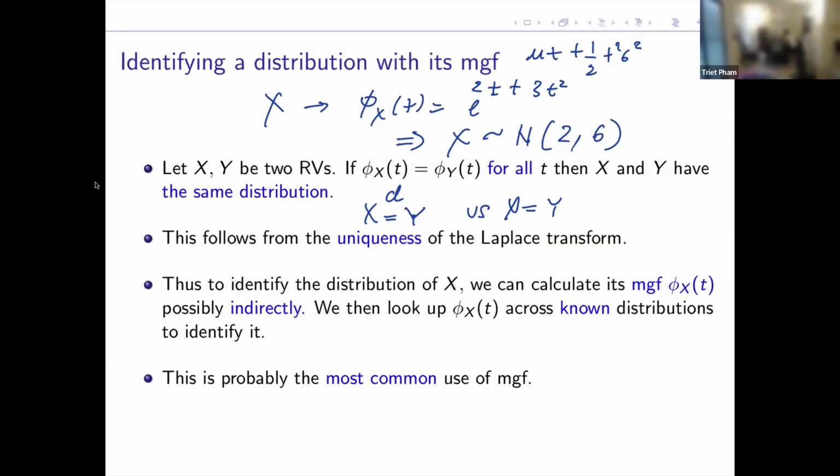Now again, this is only true for the well-known distributions. For the not well-known, well, you can give a function, but who knows what that is? As in, you cannot give it a name because it's not well known. Okay. Any question?